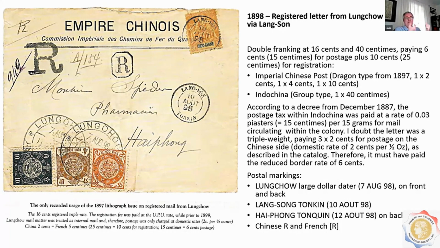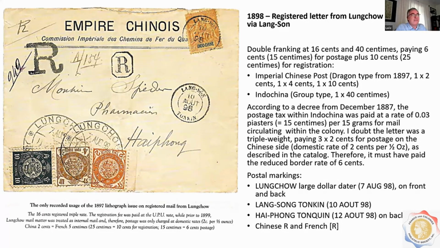So for me, this is a first weight letter that pays 6 cents in postage and 10 cents on the Chinese side in registration. So it does pay the reduced foreign rate from 10 to 6 cents. If there are any experts in this area, I welcome your comments. I'm working with some of my colleagues from COLFRA to get a little bit more, and I think there is a Chinese philatelic society as well in the US or in the UK that I will reach out to, to get a little bit more explanation.